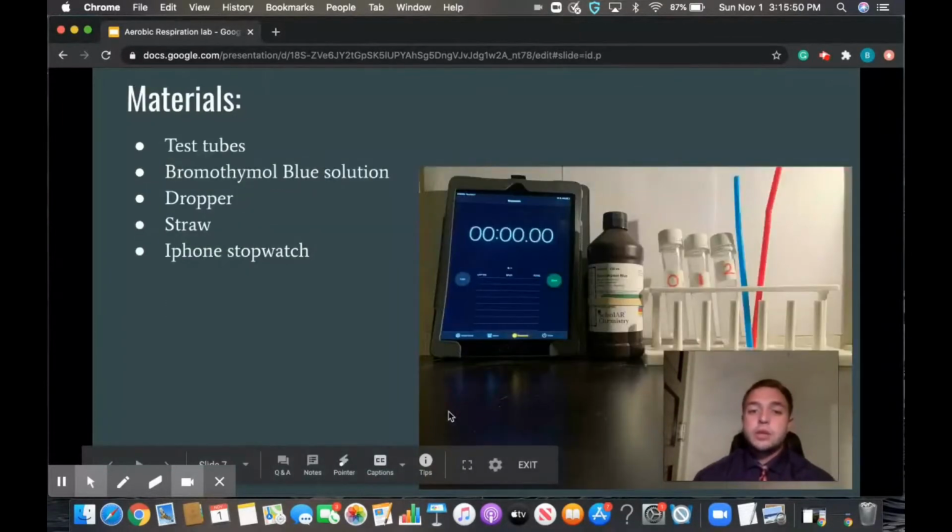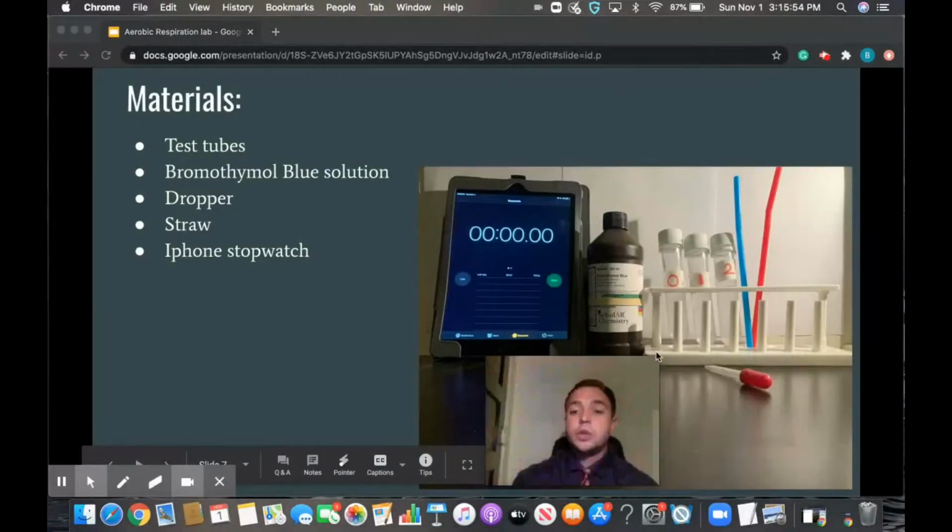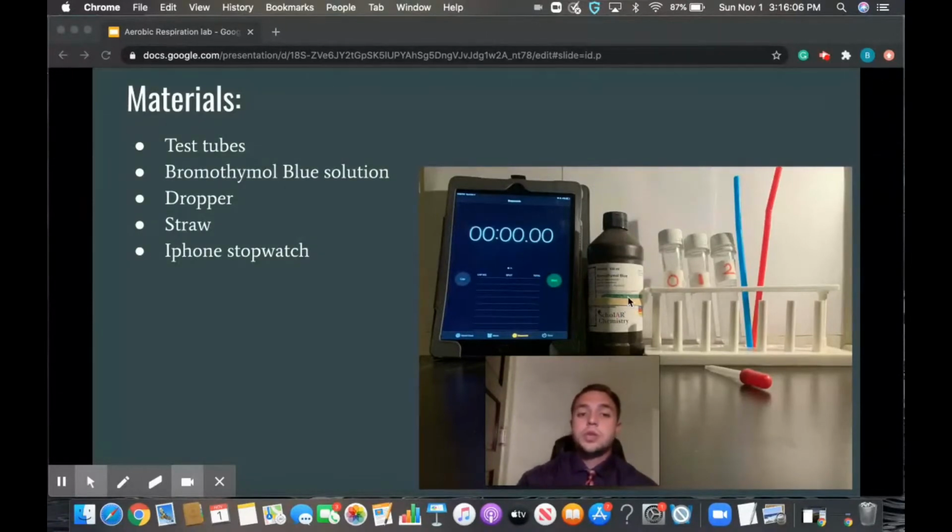The materials to run this lab are the test tubes, which I have labeled 0, 1, and 2. 0 represents no exercise, 1 represents the solution after 1 minute of exercise, and 2 after 2 minutes of exercise. We also need the bromothymol blue solution, a dropper, straws to measure how much CO2 is being produced, and finally an iPhone or iPad stopwatch to determine how much time has passed.